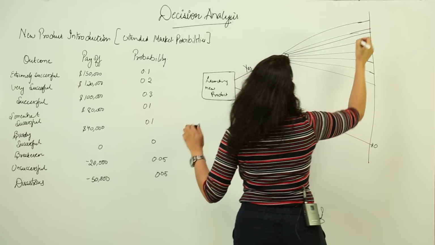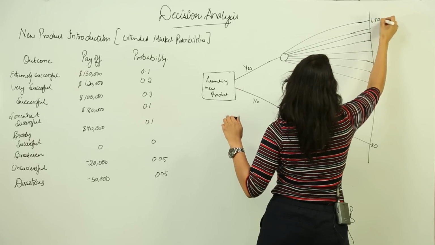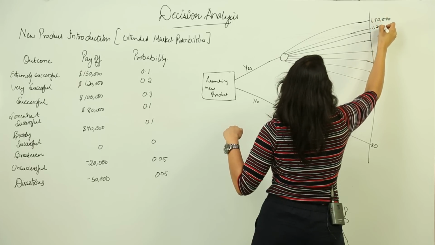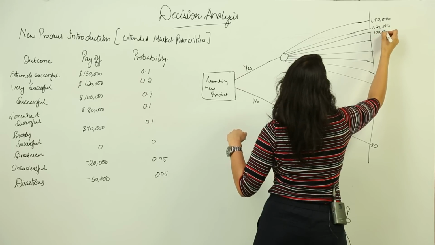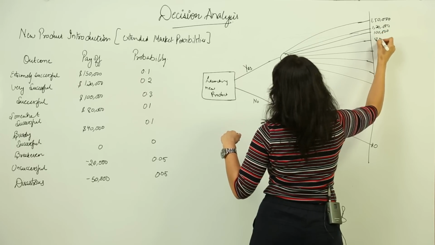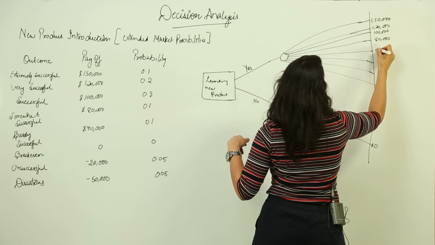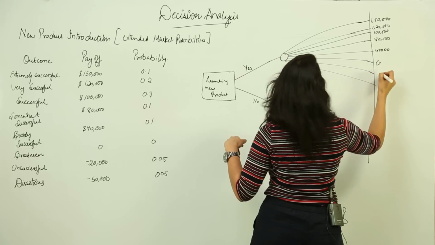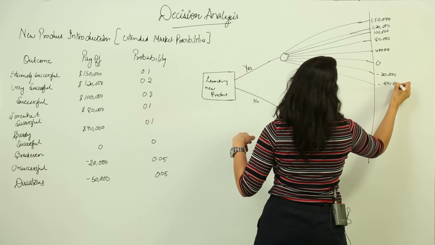So it would be 1,50,000. I am not writing dollars, it's understandable. So 1,20,000, 100,000, 80,000, and then 40,000, it's 0, minus 20,000 and minus 50,000.